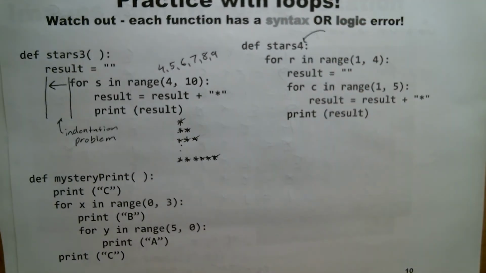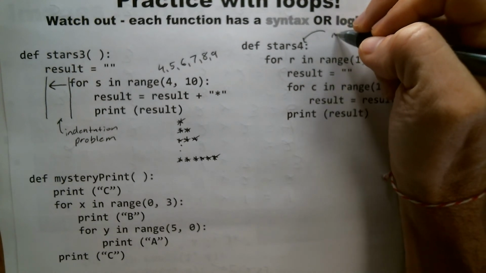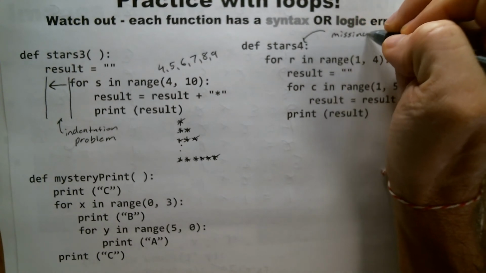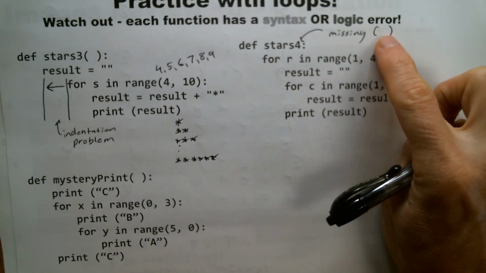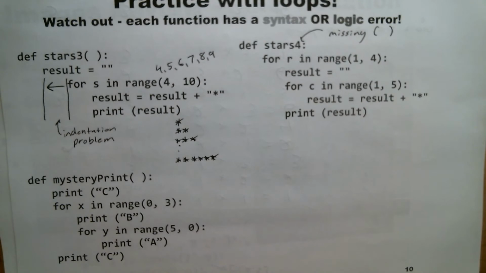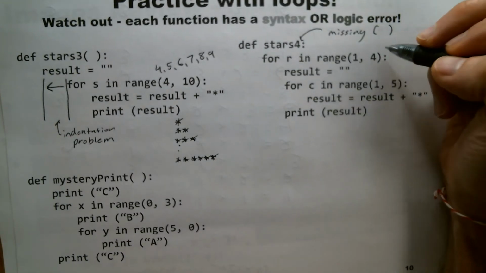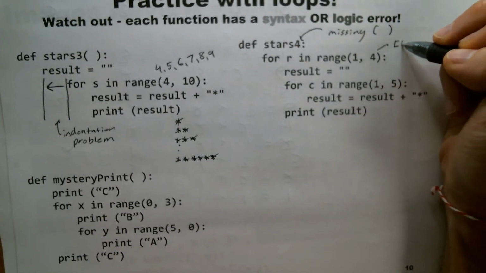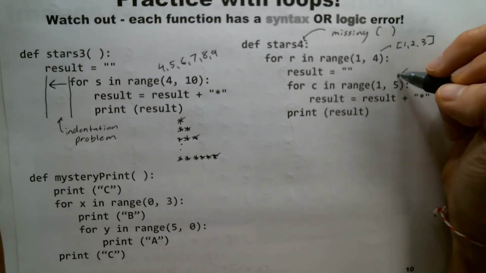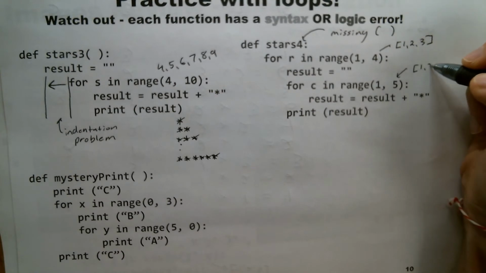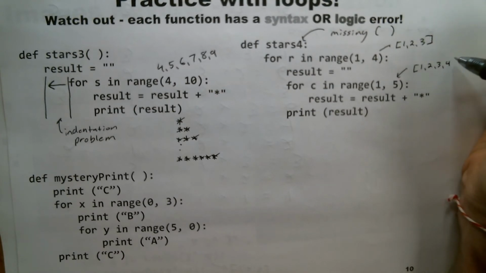Right here. All right. Anytime you create a function, you need to have parentheses. So this one is missing the parentheses. Even if you're not putting anything inside of those parentheses, remember, this is where we put our inputs. Even if you don't have any, you still have to have the empty parentheses there to designate it. And then again, this one would be going from 1, 2, and 3. This one would be going 1, 2, 3, and 4.